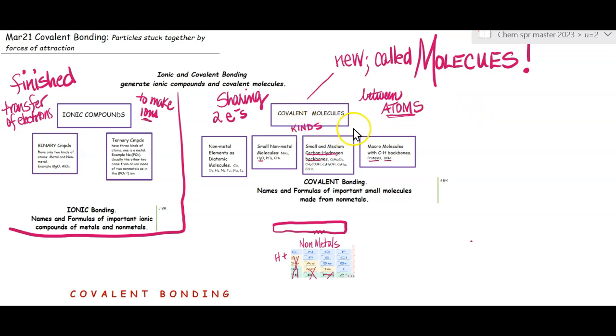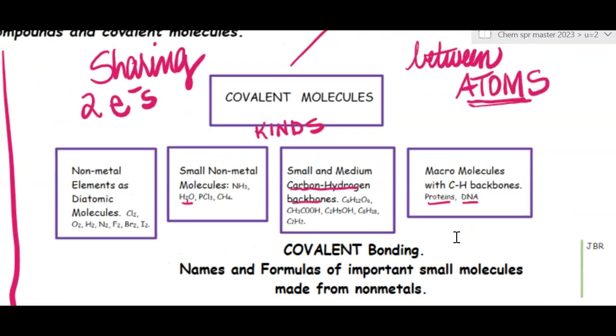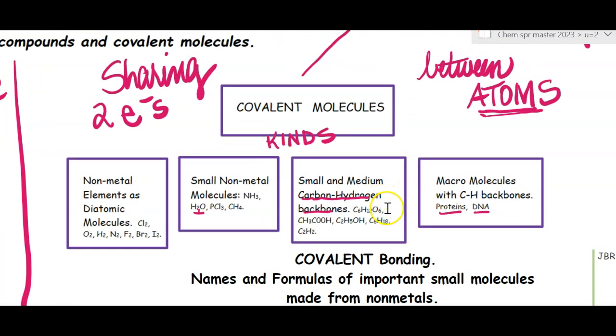All right, so the kinds of covalent molecules are just nonmetal elements that are diatomic, which we've talked about, small nonmetal molecules like water, small and medium carbon-hydrogen backbones such as glucose. All these right here, you can tell they have a lot of carbon and hydrogens that form the skeleton of the molecule. And then macromolecules such as proteins and DNA that are enormous are also covalently bonded.